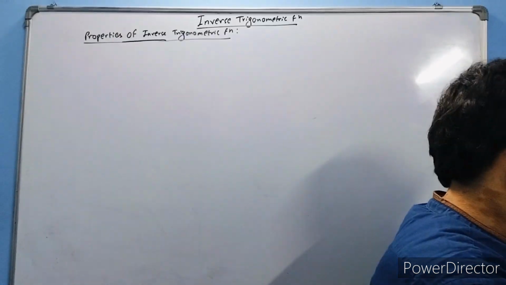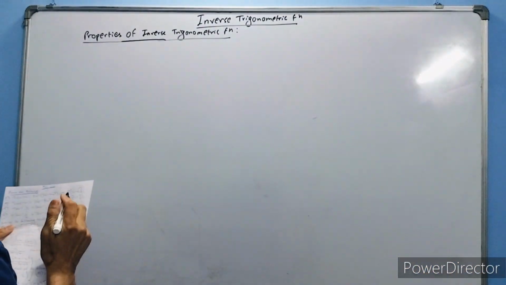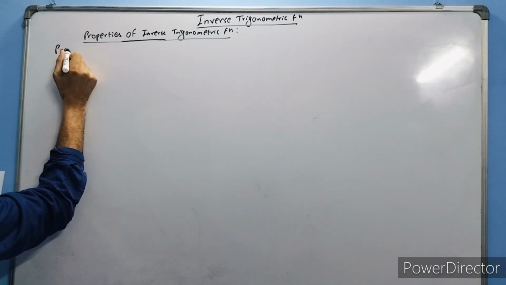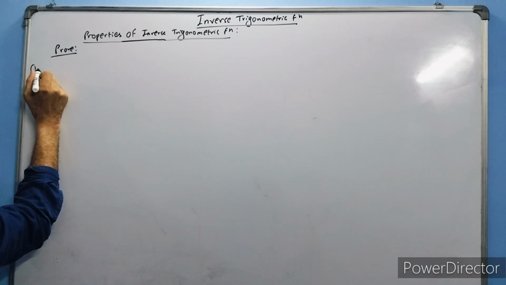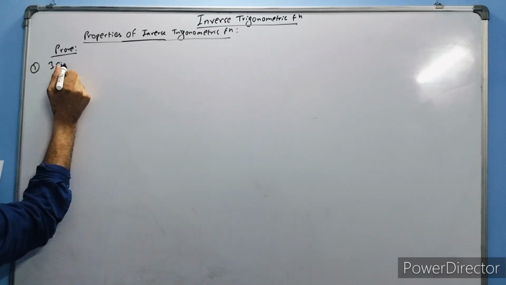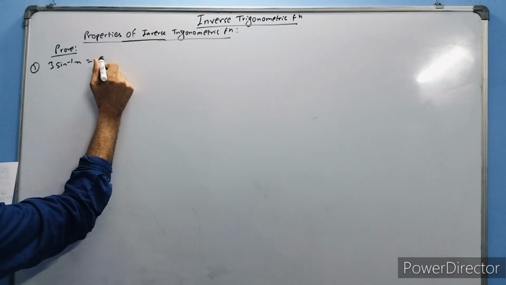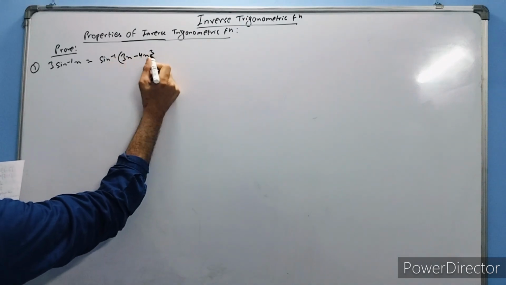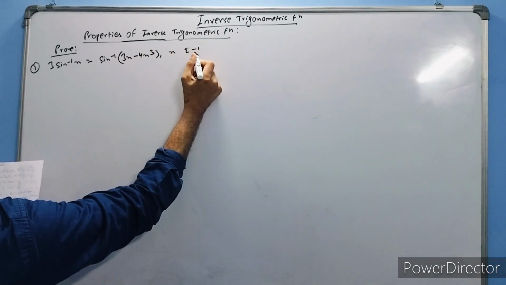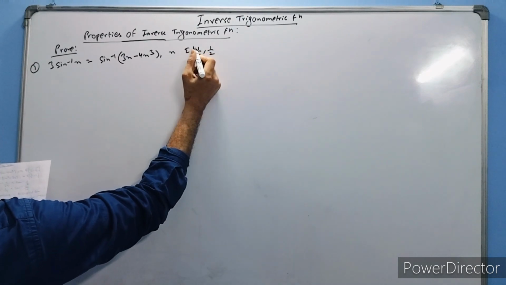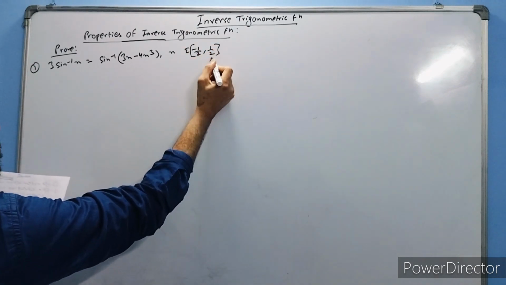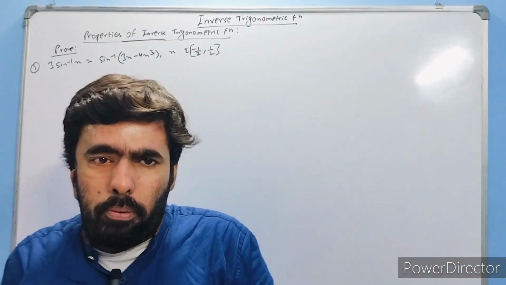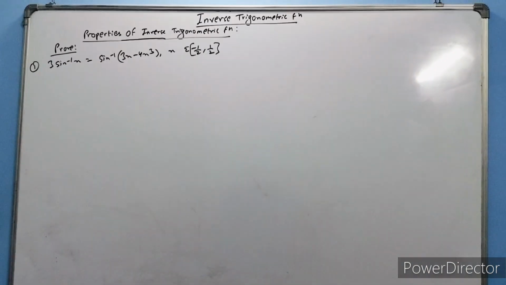Now we have the question in my hand, that is from the exercise. They are saying we need to prove. Okay, so what do we have to prove? The first question they have is 3 sine inverse x is equal to sine inverse 3x minus 4x cube, where x belongs to minus half to half. Okay, so now let us see how we are able to solve these numericals.